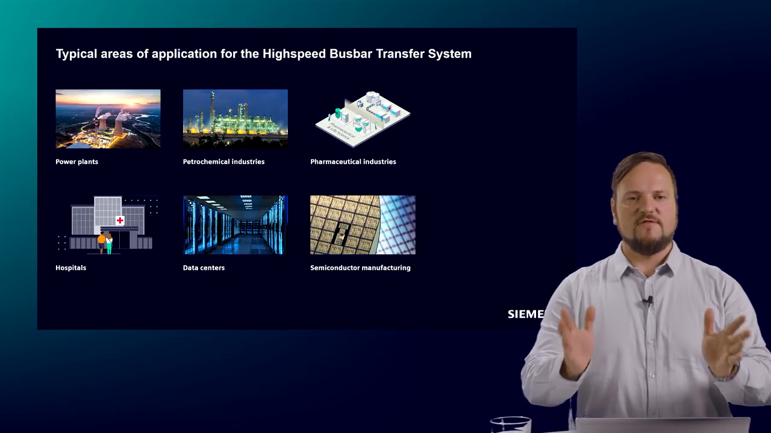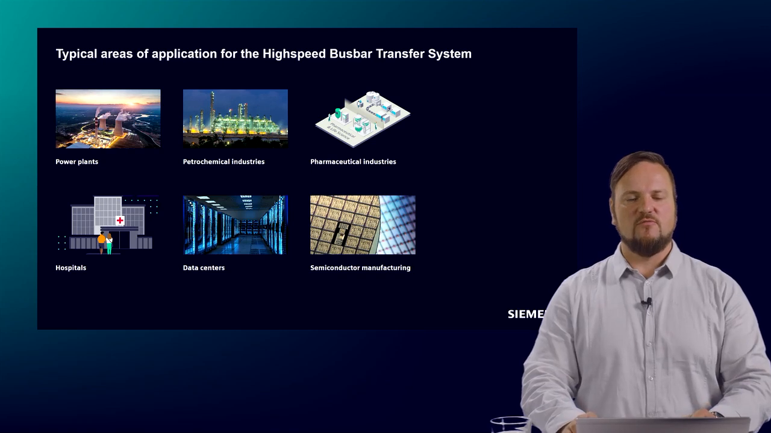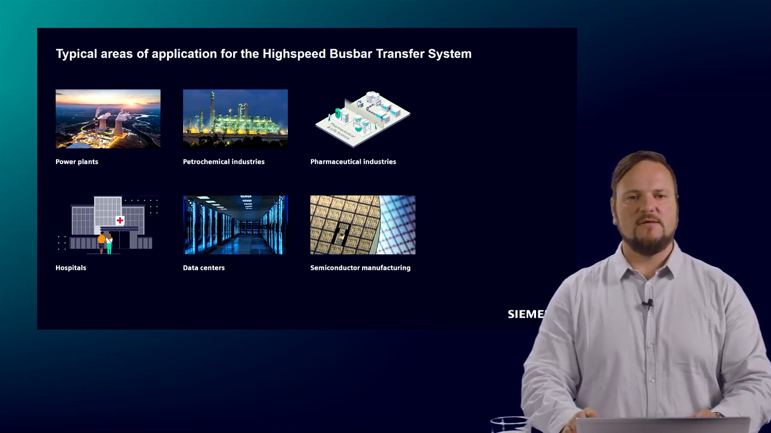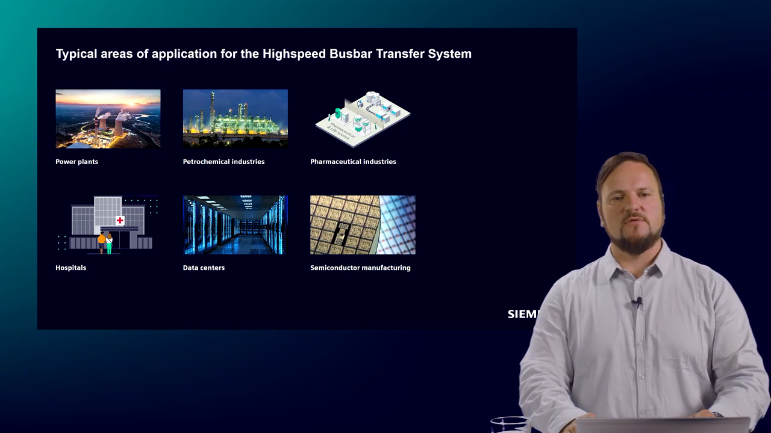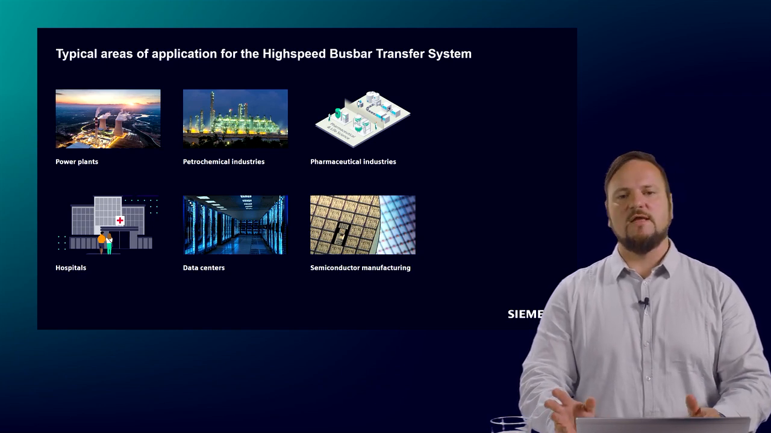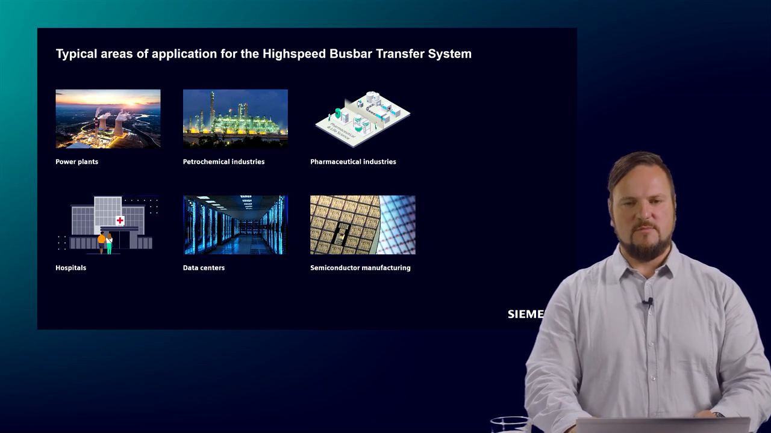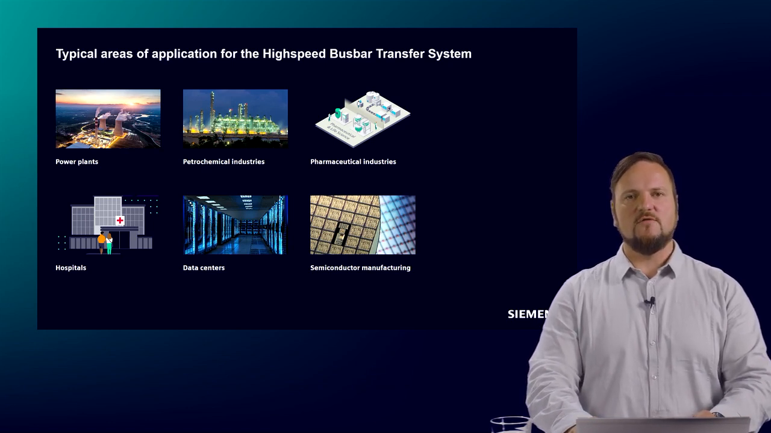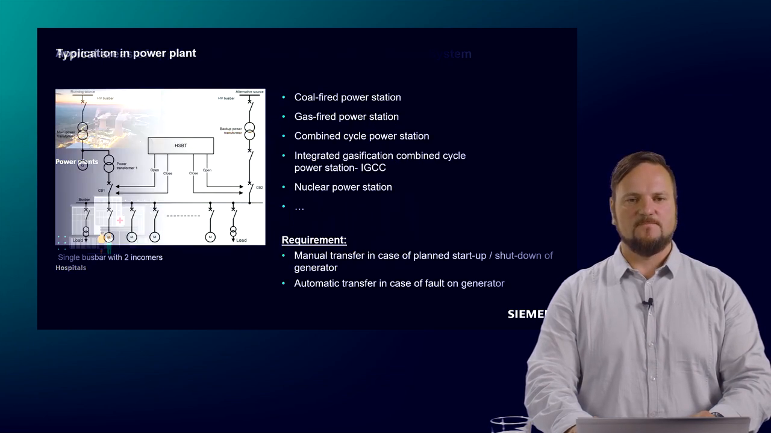Where do we find such a high-speed busbar transfer? Of course, we find this in power plants. We find this device in the petrochemical industry. We find it in the pharmaceutical industry, hospitals, data centers, and semiconductor manufacturing. In all these applications, we need this kind of device to ensure an uninterrupted power supply.